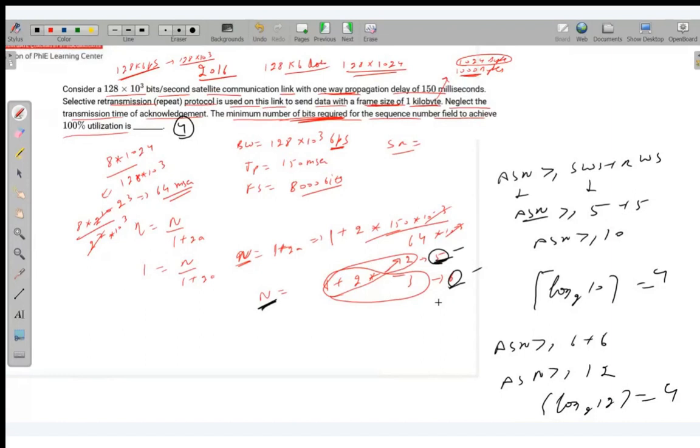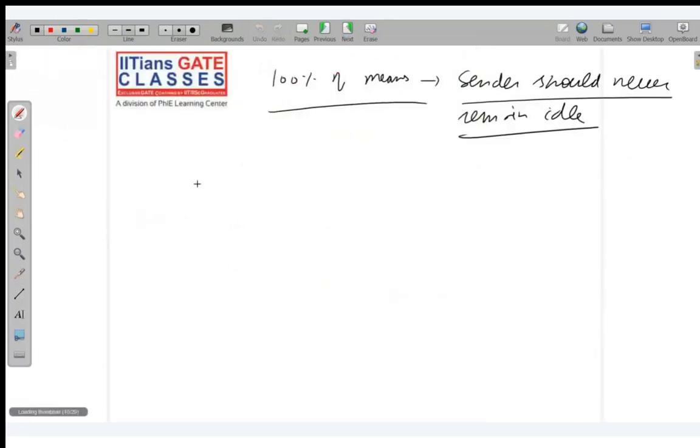So if you are sending 5 frames, what is the transmission time for one frame? 64 millisecond. Now if you are sending 5 frames, 64 into 5, what does it come out to be? 5 4s are 20, 5 6s are 30, 32, so 320 millisecond. And what is this? The total time, I think you already remember.